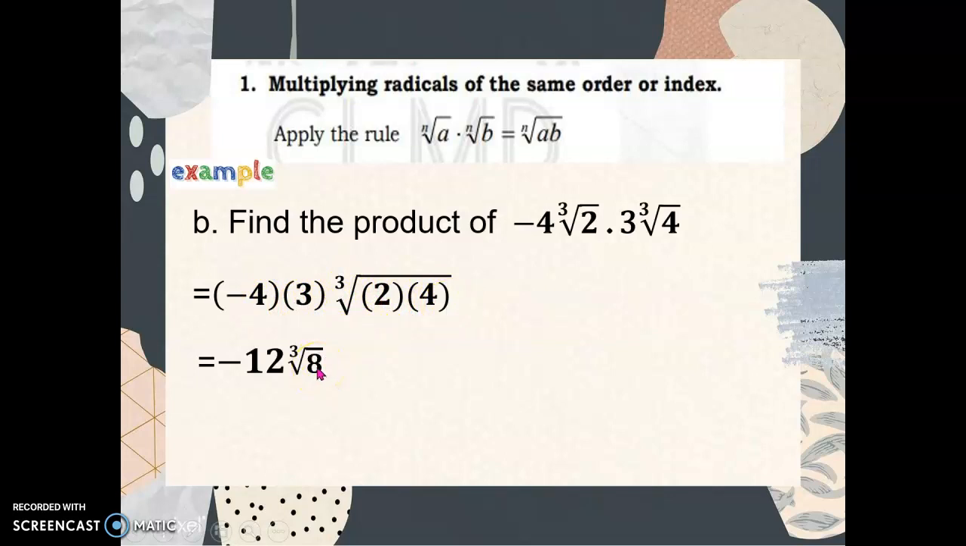And as what we have noticed, 8 is a perfect cube. Tama ba? So, extract po natin yan. Cube root of 8 is 2. And i-multiply natin yan sa coefficient. So, negative 12 times 2, it will give you the product of negative 24.